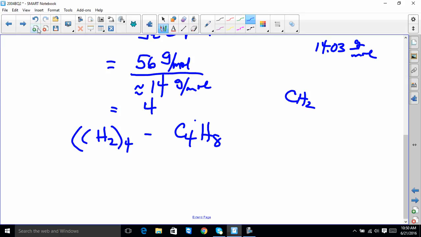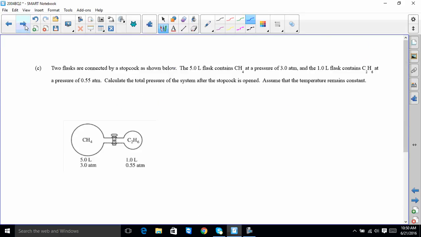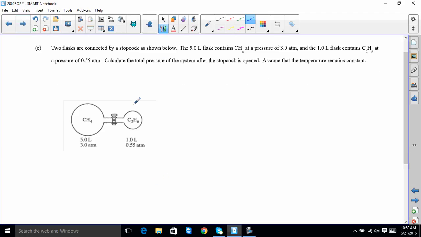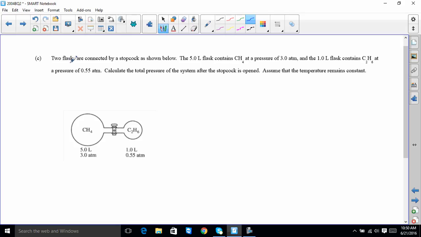All right, so now flipping to the back. Oh, I love this problem. Love, love, love this problem, although it's very difficult for me to get organized. Two flasks are connected by a stopcock as shown below. The 5-liter flask contains CH4, which is methane. That's what comes out of the gas jets, at a pressure of 3 atmospheres. And the other flask contains C2H6, which is ethane. And that's 1 liter and a pressure of 0.55, and calculate the total pressure of the system after the stopcock is open. Assume that the temperature remains constant.